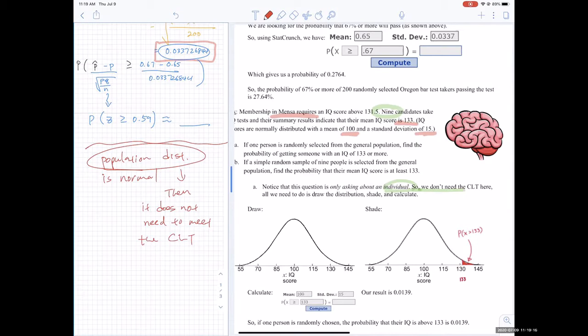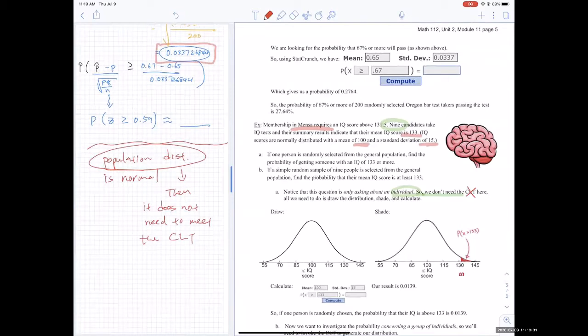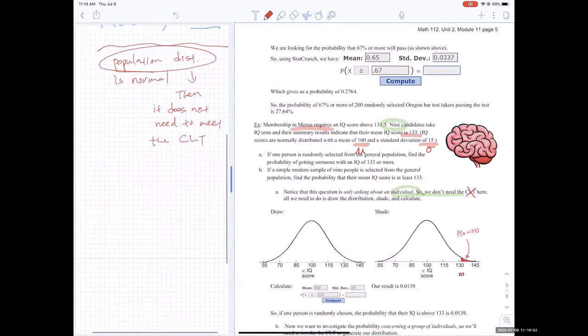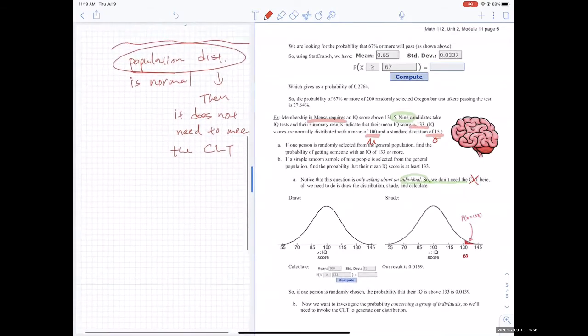And we already know that the IQ test is normally distributed. Your population is normally distributed. For that reason as well, we don't necessarily need the central limit theorem. It doesn't have to meet the criteria for the central limit theorem. So now, once we know that the mean is what? That's our population mean, and what? Population standard deviation. What we want to figure out is the sample mean. What is the sample mean? X bar?